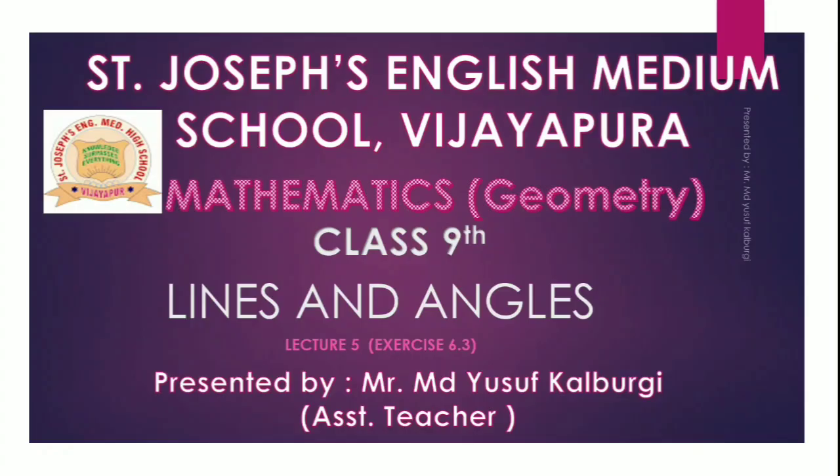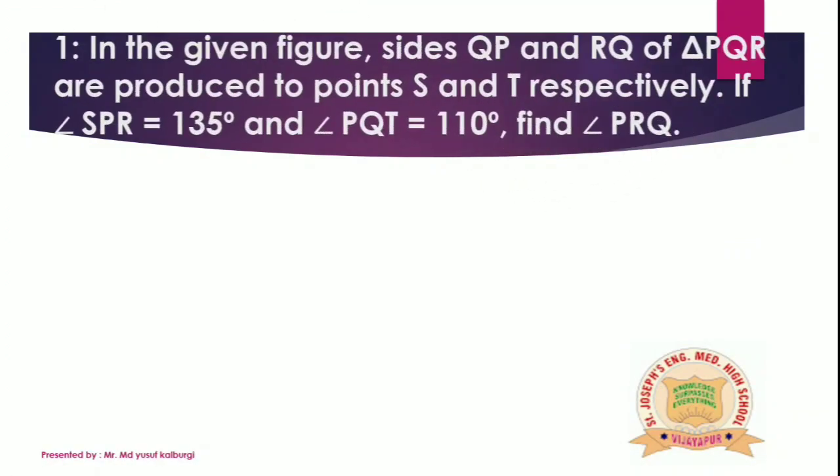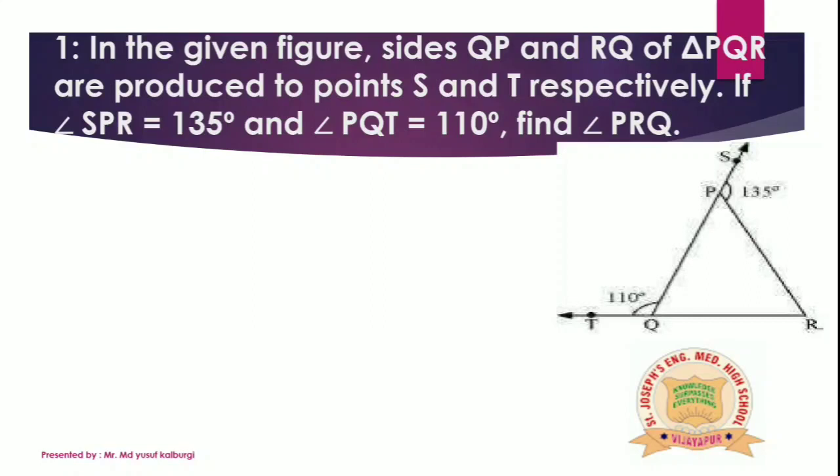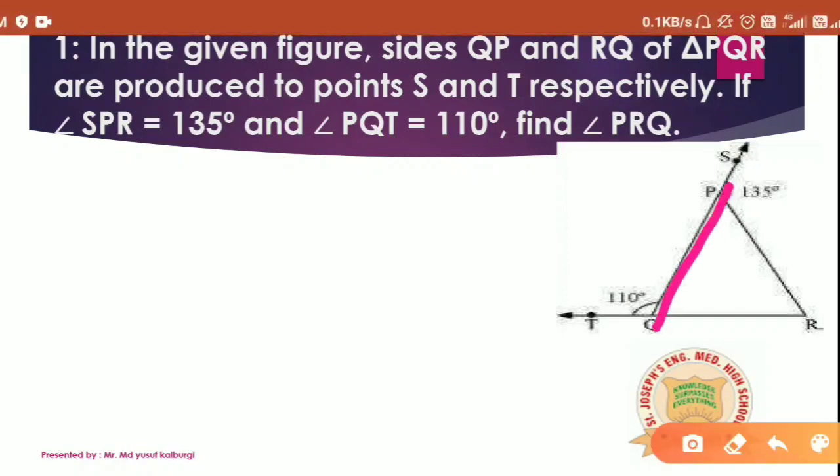So, exercise first question. It says, in the given figure, side QP and RQ of a triangle PQR are produced to the points S and T respectively. If you just observe the figure, PQ is produced till S and QR is produced till T. Now if angle SPR is equal to 135 degrees, they have given one angle, and one more angle PQT is equal to 110 degrees.